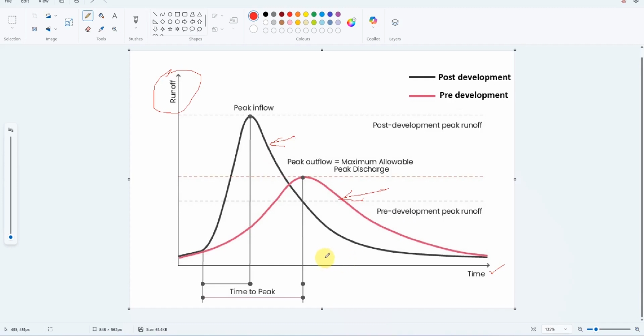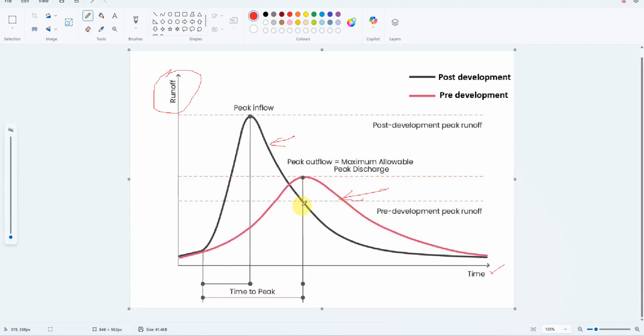So in the pre-development runoff analysis, as you can observe, the peak is attained very slowly due to more infiltration losses. And the time to reach the peak is longer, because there is more obstruction to the flow due to these trees and this natural softscape, which act as obstruction to the flow.